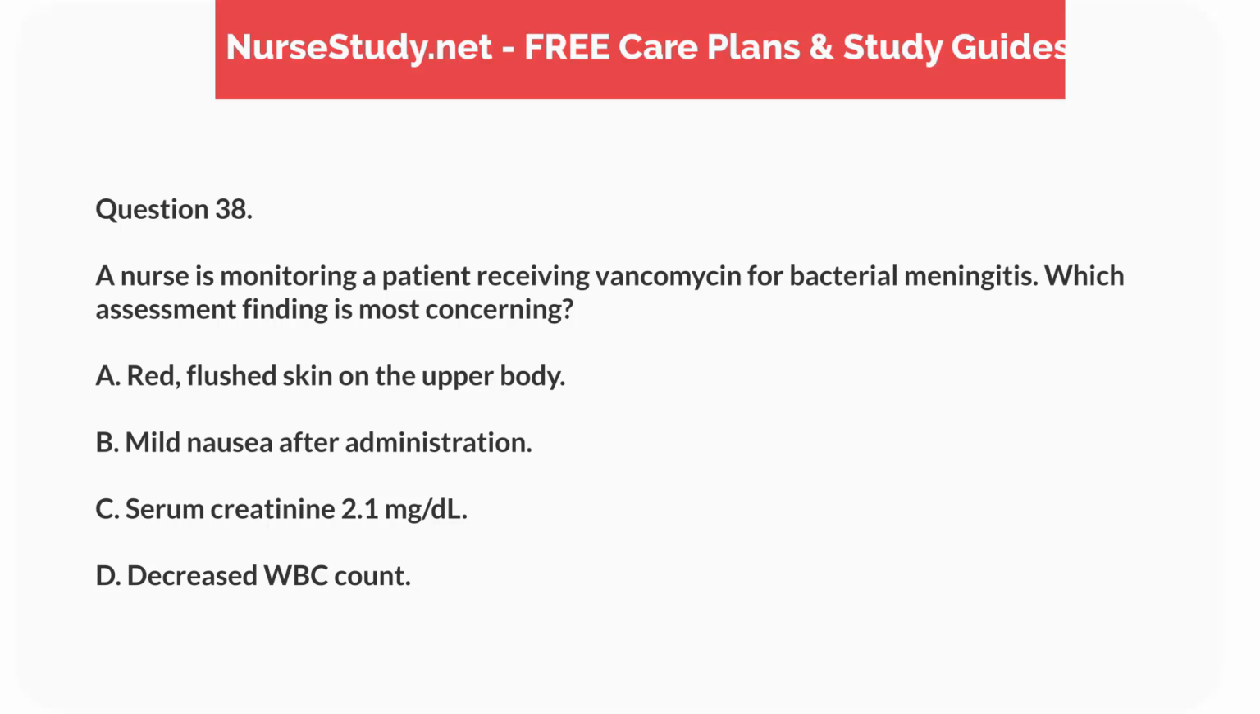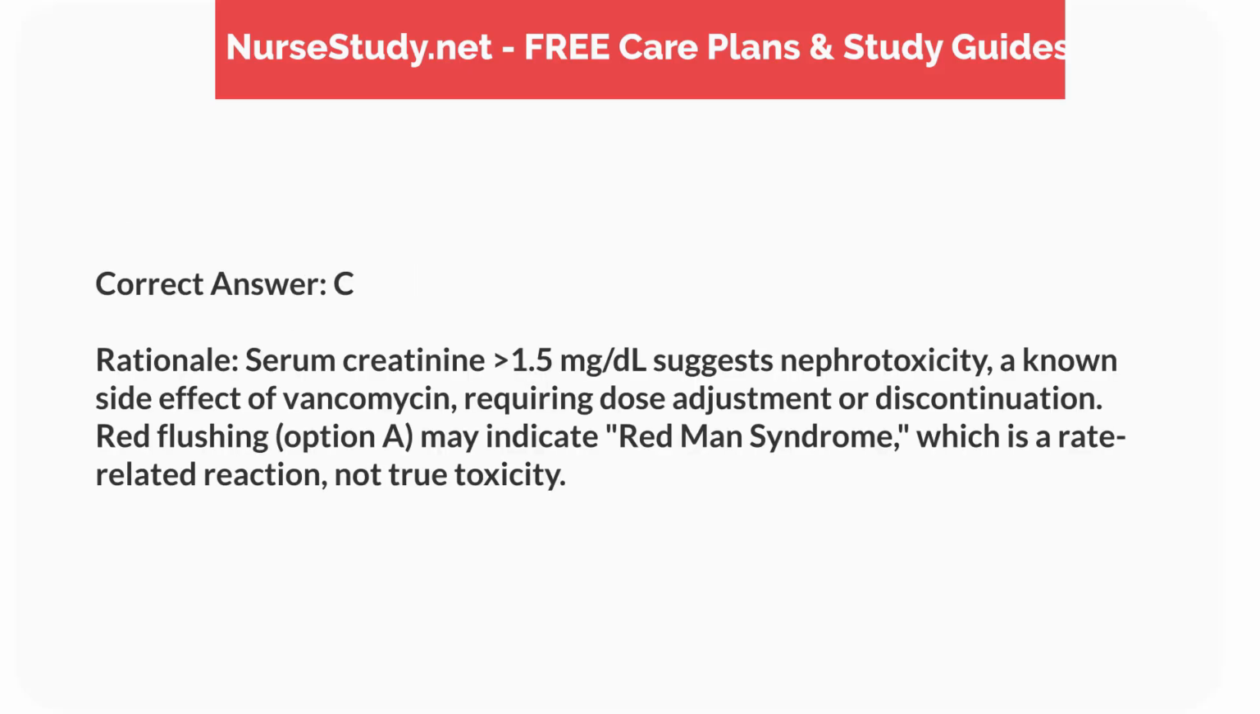Which assessment finding is most concerning? A. Red, flushed skin on the upper body. B. Mild nausea after administration. C. Serum creatinine 2.1 mg per deciliter. D. Decreased WBC count. Correct answer, C.